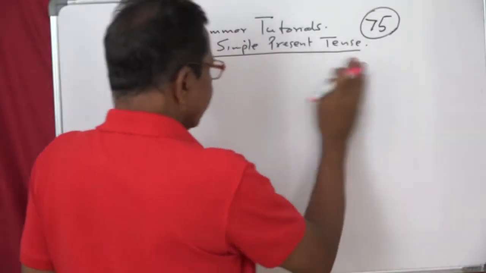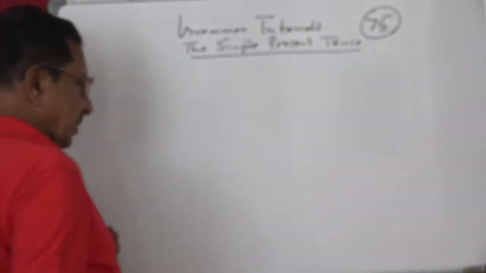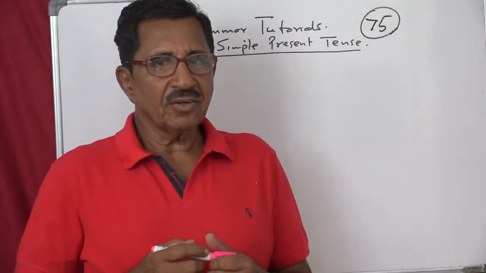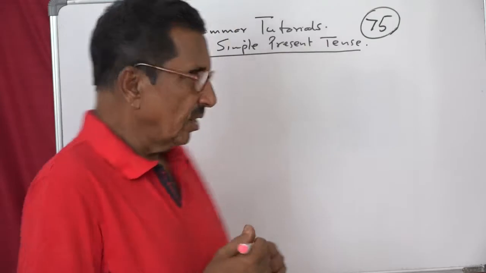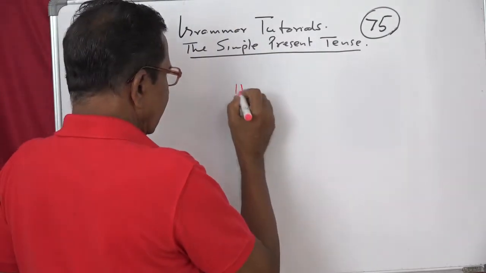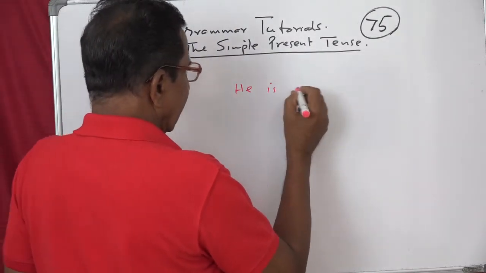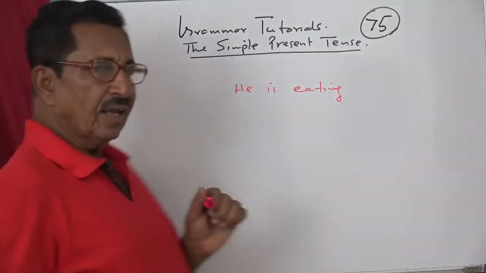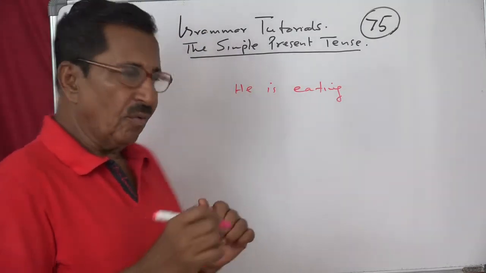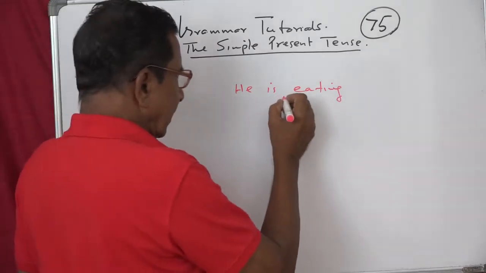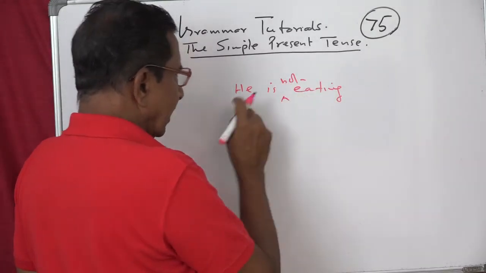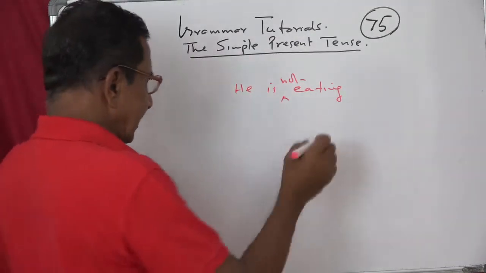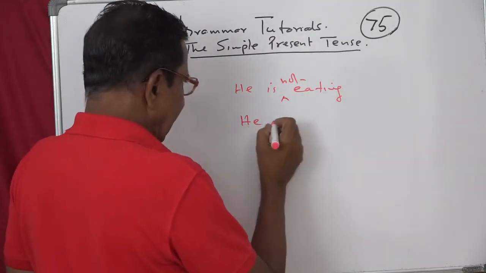Let's see how to do this. Well, it's very simple. You remember now? See, he is eating. So what did you do? You inserted not in between. He is not eating. So now in this case, he eats.